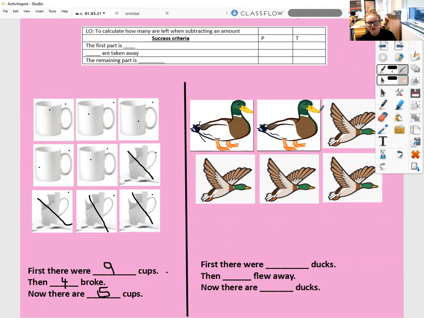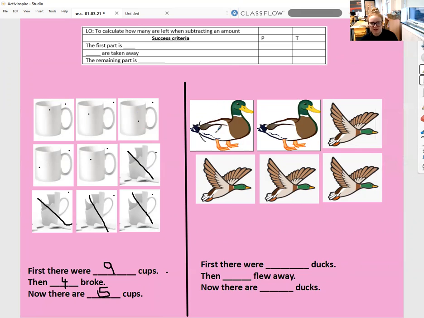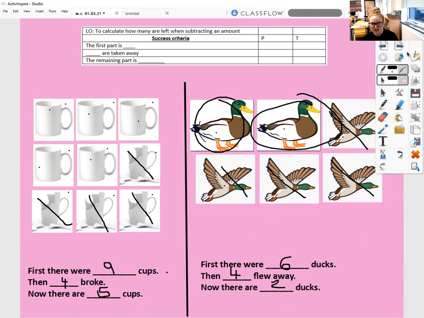Fantastic. Okay, so first there were how many ducks? So let's count all the ducks together. There's 1, 2, 3, 4, 5, 6. There are 6 ducks all together. The first part is 6. Then how many flew away? I can see 1, 2, 3, 4 flew away. Now, how many ducks are there left? What is the remaining part? There's 1, 2 ducks left. The remaining part is 2.